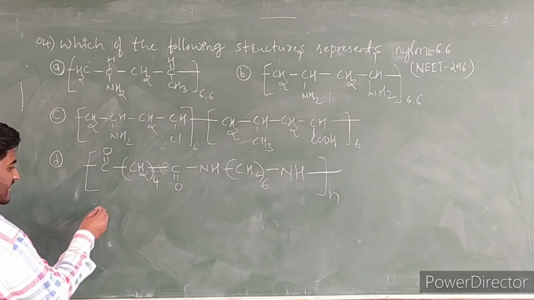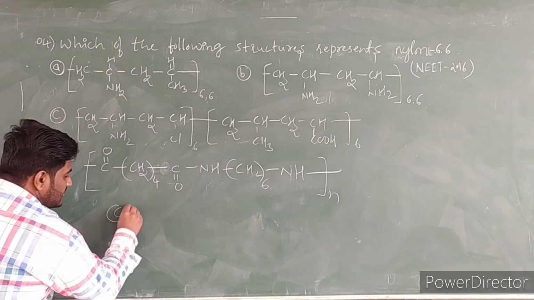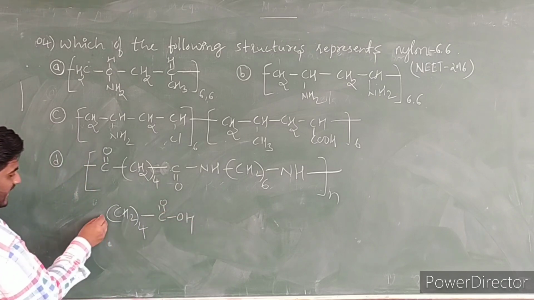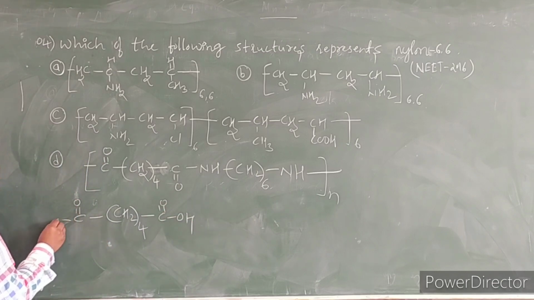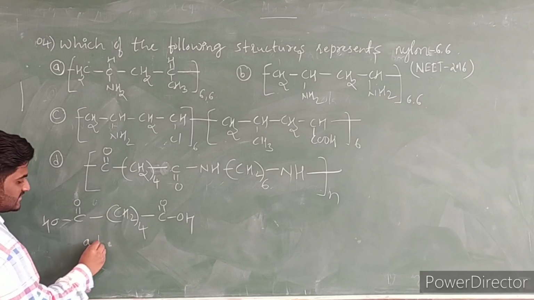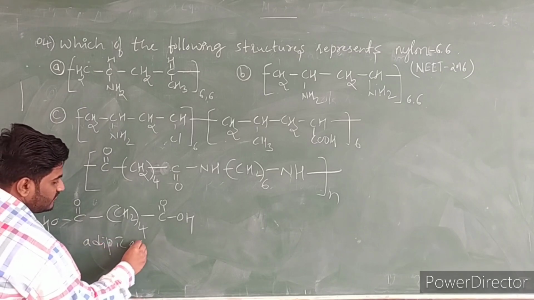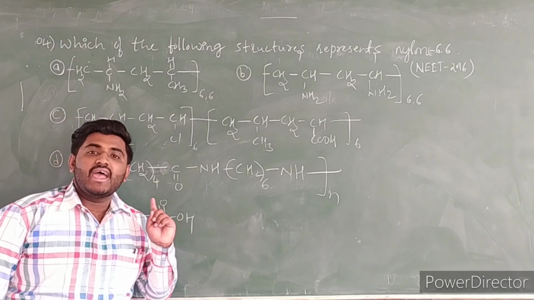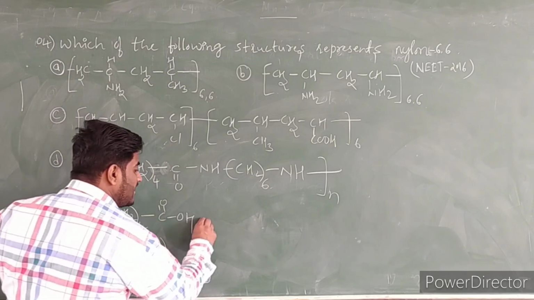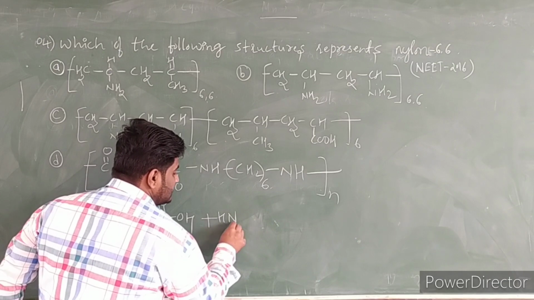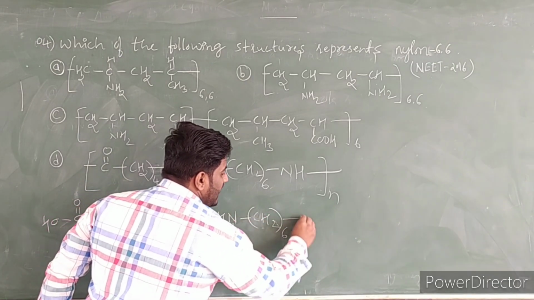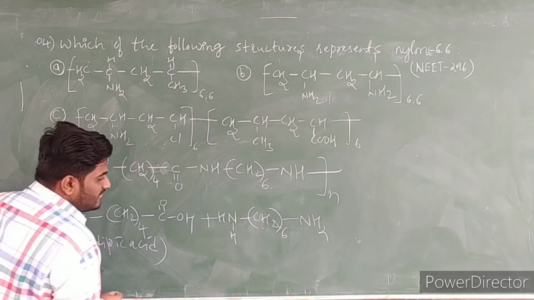See, guys, what is adipic acid? You take 6 carbons, 4 carbons here, COOH here, and also COOH here. This is our adipic acid. When you take adipic acid and treat it with hexamethylene diamine, what is hexamethylene diamine? You write it like this: CH2 6 times and NH2. Then what happens?